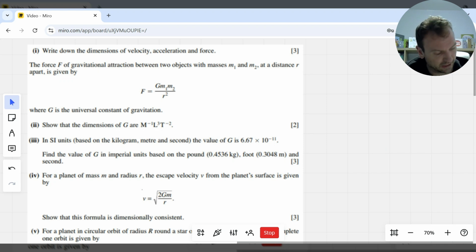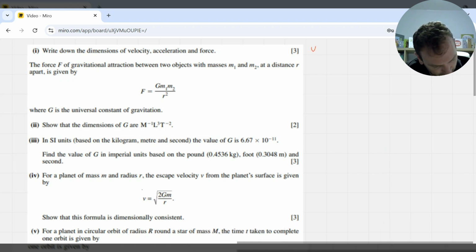But if you're not sure, think about the units. You should be confident that the units of velocity are meters per second. So the dimensions of velocity are a length per unit time, or LT to the minus 1.